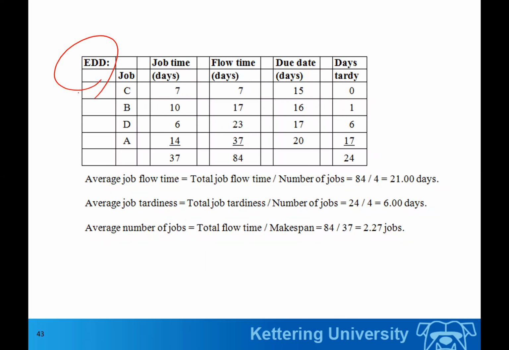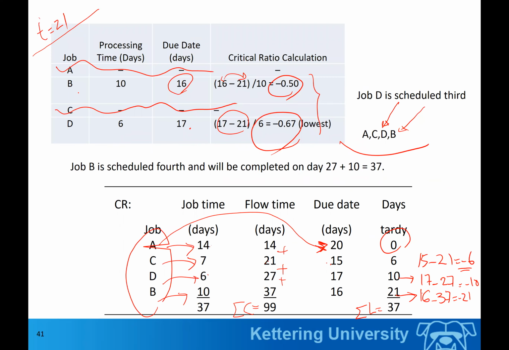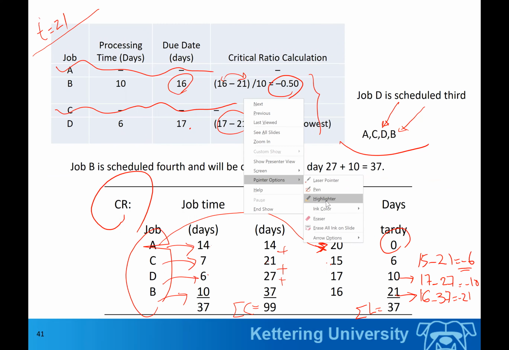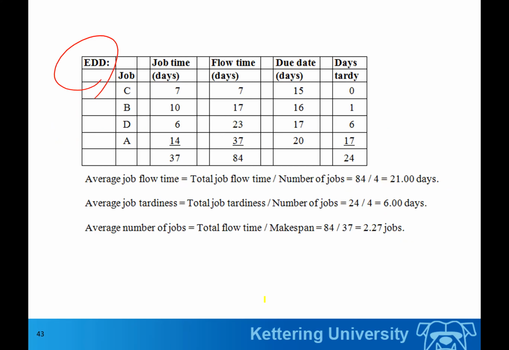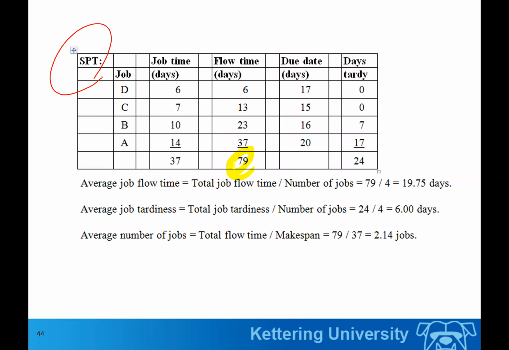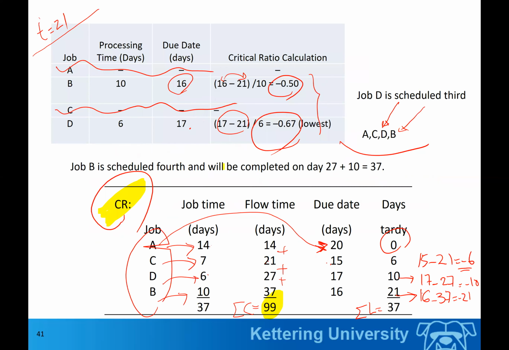So for example, if I have solved this problem, pay attention everyone, using critical ratio. Let me change my pen to highlighter. Total flow time using critical ratio is 99 here. EDD gives you 84, SPT gives you 79. And it's exactly what you should expect, because we said SPT's goal is to minimize total flow time or total completion time.